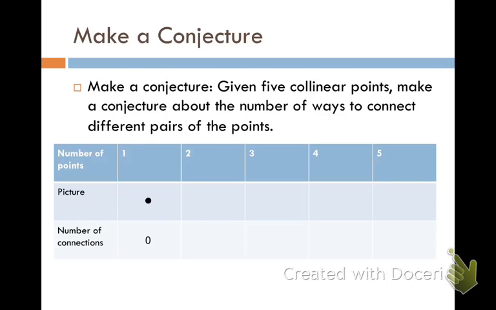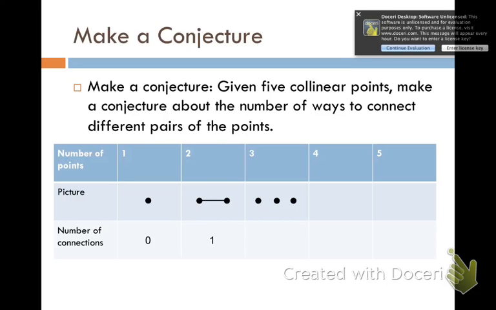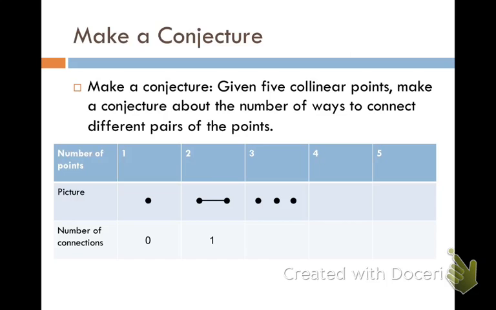One point cannot be connected at all. If we have 2 collinear points, we see just one connection between the two of them. 3 collinear points, the first point can be connected to the second and to the third, so 2 connections there. The second and third can be connected for a grand total of 3 connections.